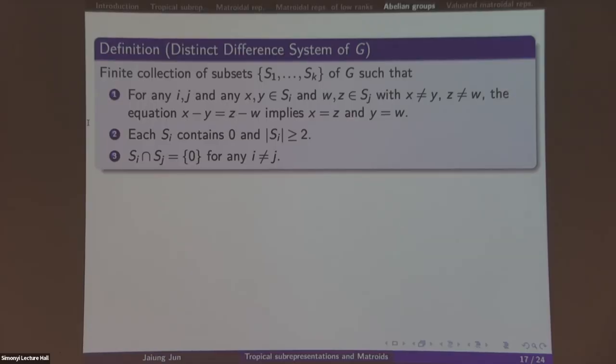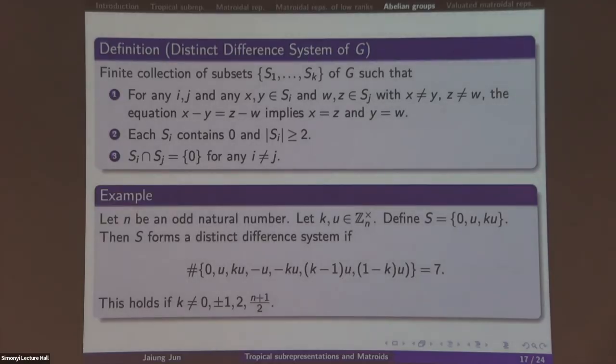And then we realized that in the case when the collection consists of just a single subset, it's called a modular Golomb ruler. This is just an example. If you choose n to be an odd natural number, and if you choose k and u, and define the single set S consisting of these 3 points, and these are all possible differences, and you want them to be exactly distinct, this condition is true when you choose k to be not equal to these numbers.